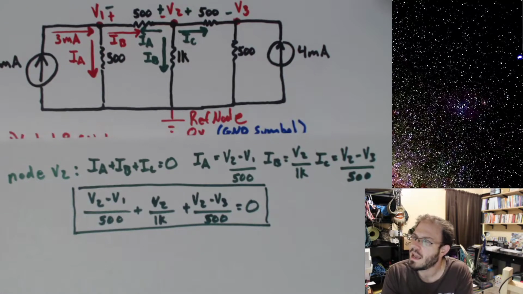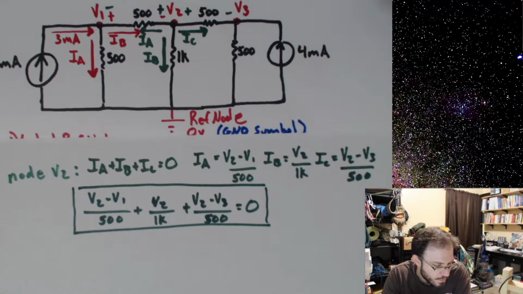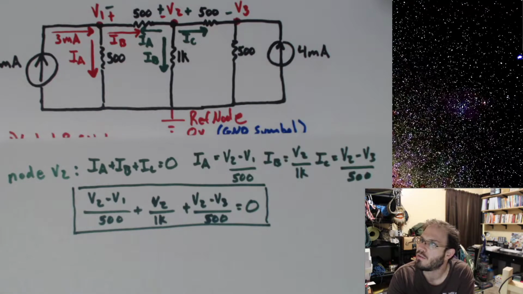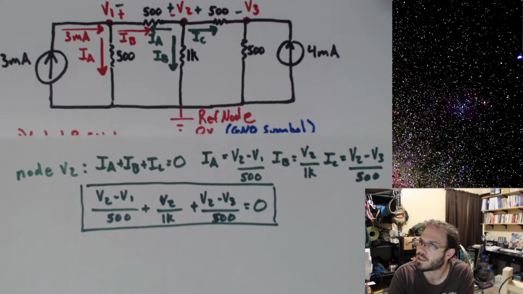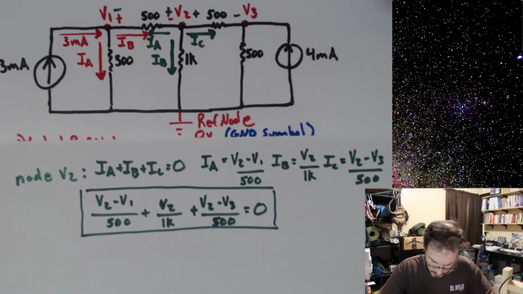Okay. Now I'm done with my node V2 equation. We need to write out our node V3 equation. So I'm going to switch and use a different color for this one as well.